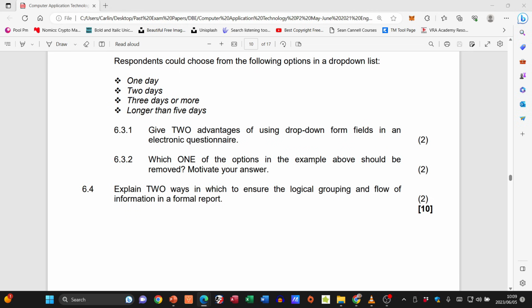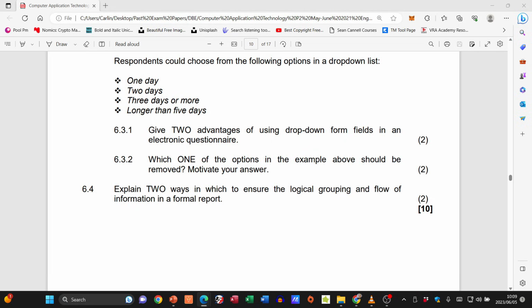Well, one of the advantages is that they are restricted to only these options. It's also easier for them just to choose from one of these. It reduces spelling errors, when people need to type these things out themselves. It's very quick to answer as well, and it saves space on the questionnaire. Okay? So any 2 of those.